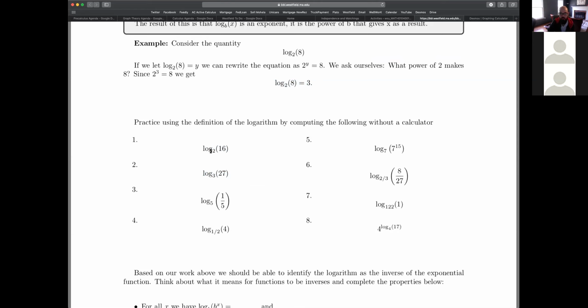Four? Yeah, it should be 4, right? So when we think about it, if I take 2 and I raise it to the 4th power, I'm going to get back to 16, right? So 2 to the 4th is 16. So this should end up being 4.